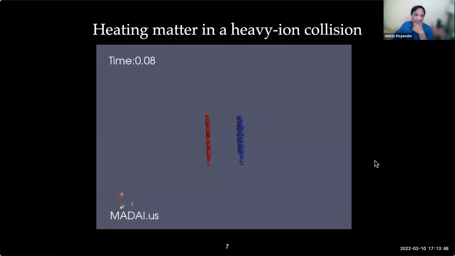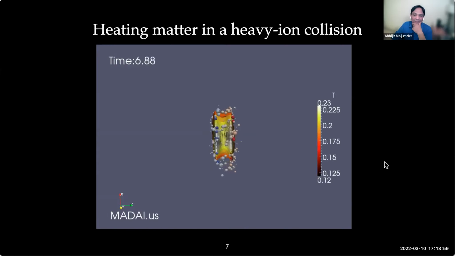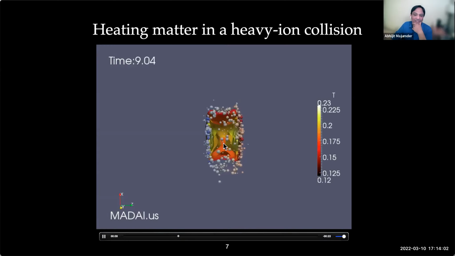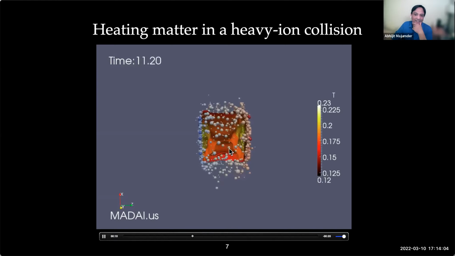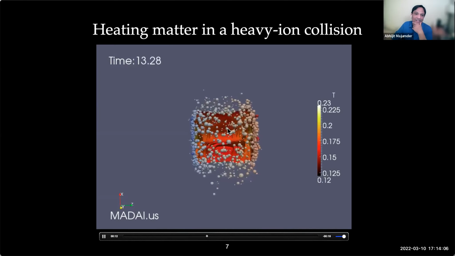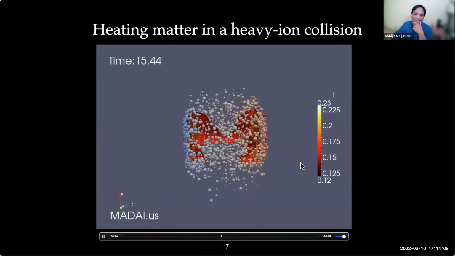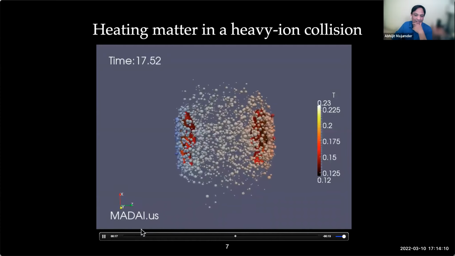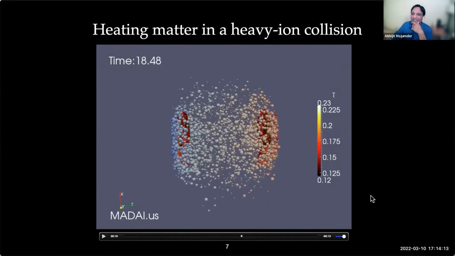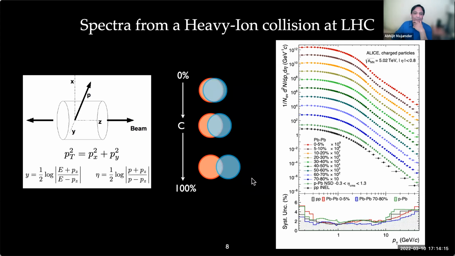And the way you heat matter, if you're not from heavy ion collisions, is basically by colliding heavy ions. I just want a simple movie that everybody likes to show. You collide the ions, you make this heated material, which very quickly turns into hadrons, which then go to your detector. I don't think we need to see the whole movie, but just to use that as a segue into explaining some of the plots.